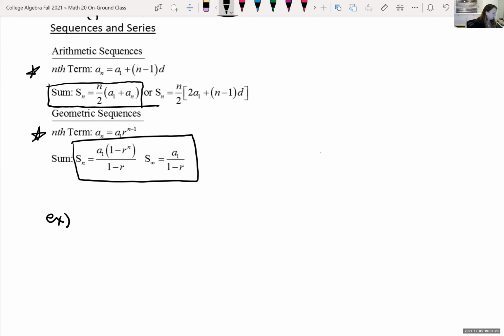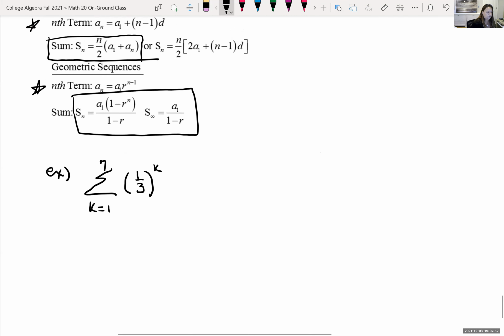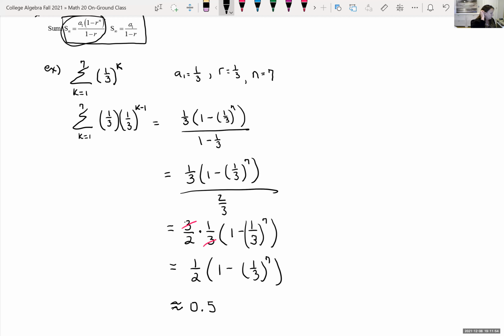Okay. So if we have, how about the summation of k equals 1 to 7 of 1/3 times k. These look really good.